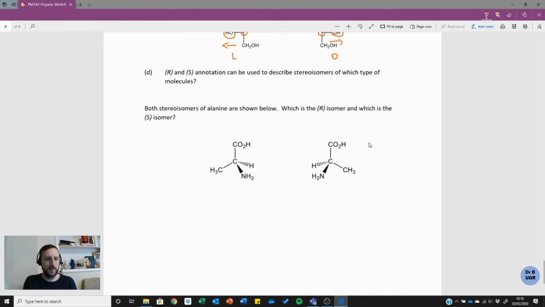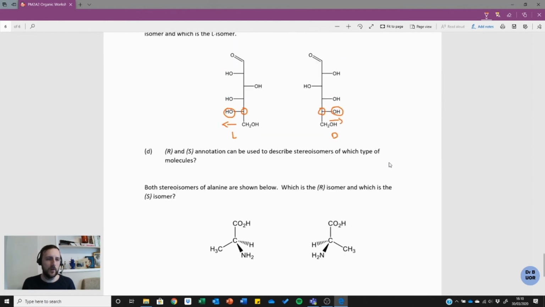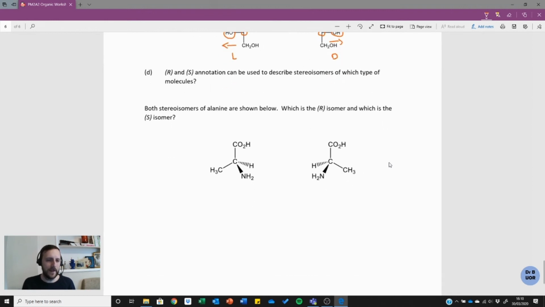Okay, it's not bound to anything as in having an alkene or anything like that. So no, we're not going to use our E and Z from earlier, and we're not going to use our cis and trans because we don't have that double bond. Okay, it's not a carbohydrate or an amino acid, so we're not going to use the L and D. So we have a final one, which is RNS. This can be used to denote isomerism in structures where we have these chiral carbons.